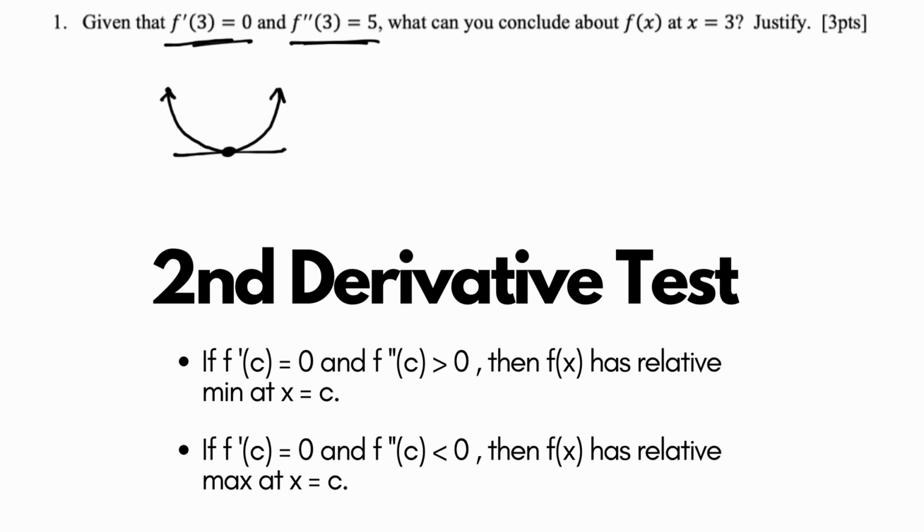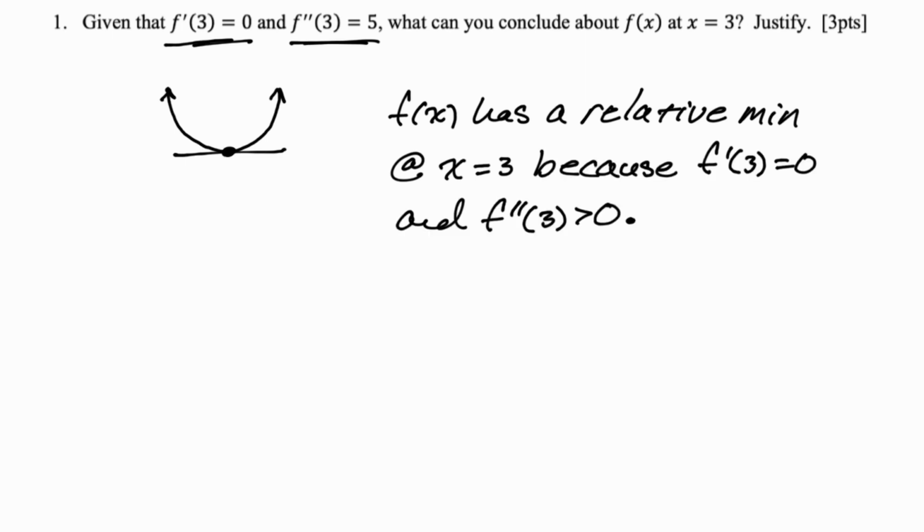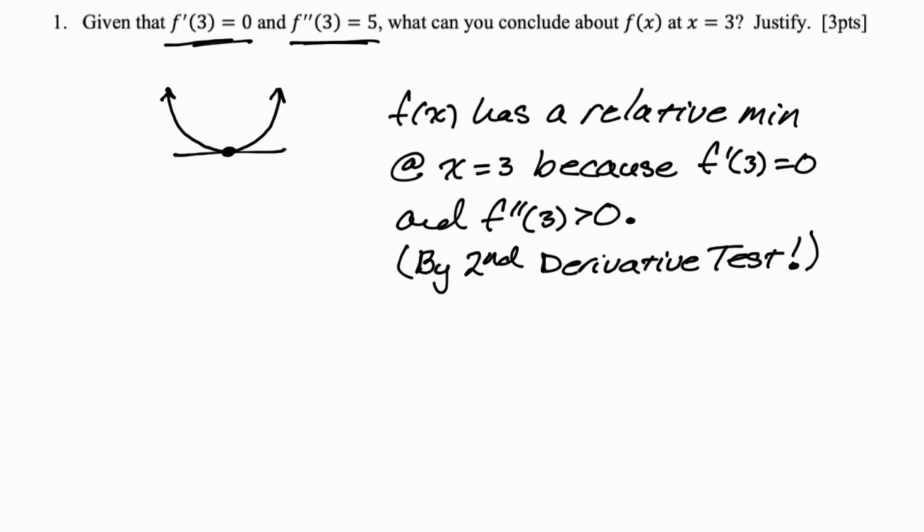You can definitely conclude that we have a relative minimum at x equals 3. We need to justify that. So I'm going to say, because of the givens, basically, f prime of 3 is 0, f double prime of 3 is greater than 0. And then if you want, you can cite it by name. We are using the second derivative test on this. So that's really what you would want to conclude based on the given information here. Let's take a look at the next question.